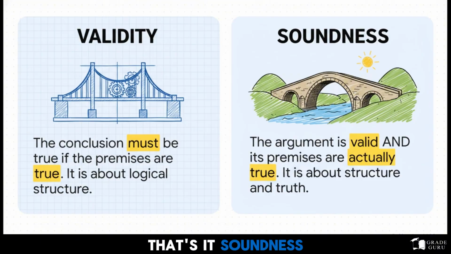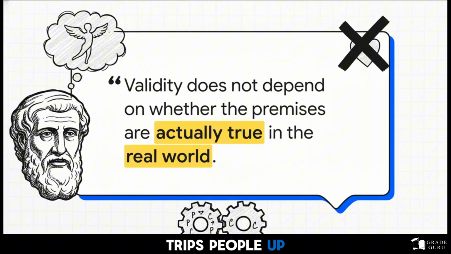That's it. Soundness, though, goes one step further. For an argument to be sound, it has to be valid, and the premises have to actually be true in the real world. So it's structure plus truth. And this is the part that trips people up. You can have a perfectly valid argument that's based on total nonsense.